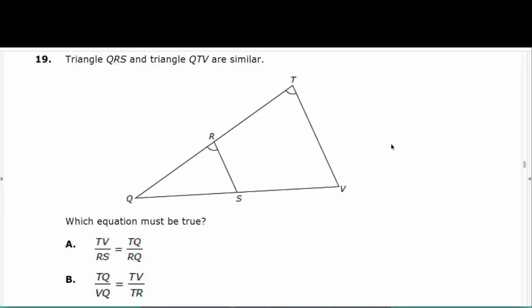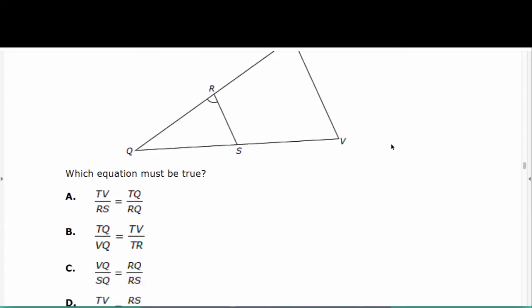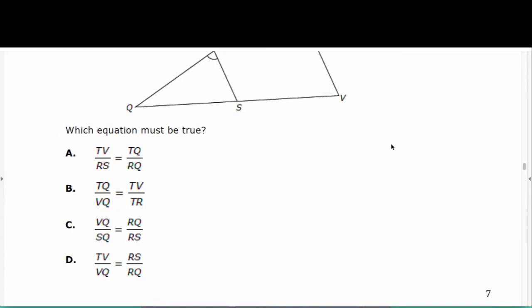Question 19. Triangle QRS and triangle QTV are similar. Which equation must be true? A. TV over RS equals TQ over RQ. B. TQ over VQ equals TV over TR. C. VQ over SQ equals RQ over RS. D. TV over VQ equals RS over RQ.